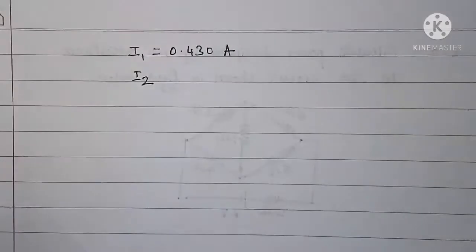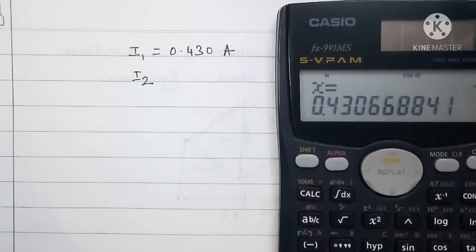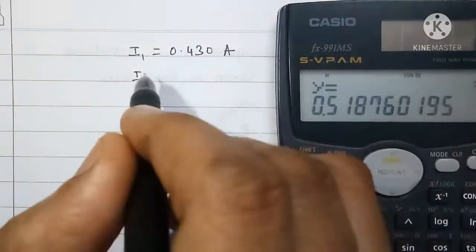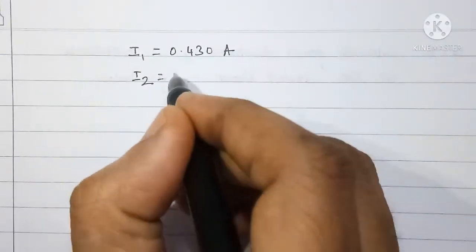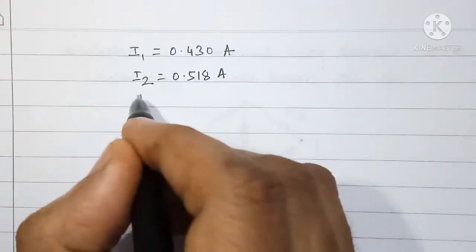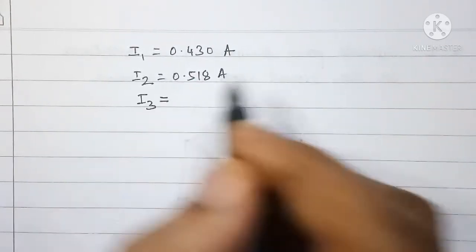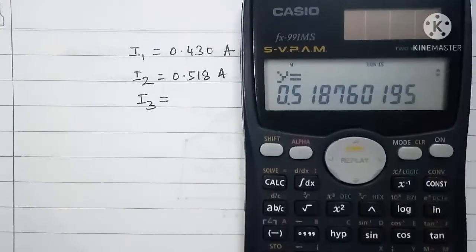To get I2, press the equal to button once again. I2 is 0.518. And I3 is equal to 0.929.